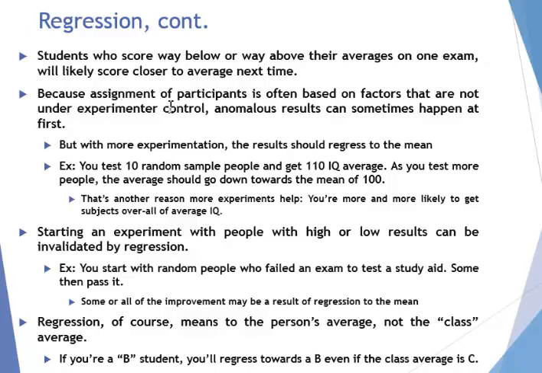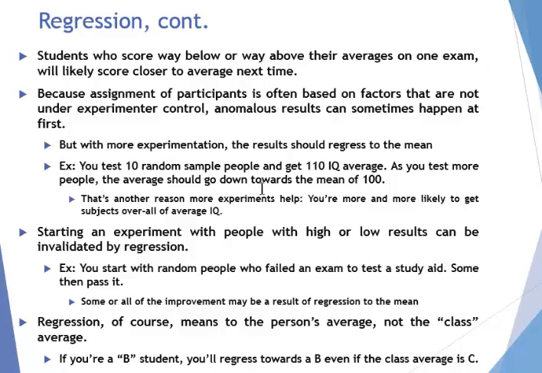Because assignment of participants is often based on factors that are outside of the experimenter's control, anomalous results can sometimes happen at first, but as we discussed before, the more you experiment, the results should regress to the mean. If you test 10 random people, I think IQ tests are generally designed for an average of 100. So if you test 10 people, they may average 110, but if you test 100 people, if you test 1,000 people, odds are the average will dip down towards 100. And by the same token, if your average started with 90, it will also go up towards 100.